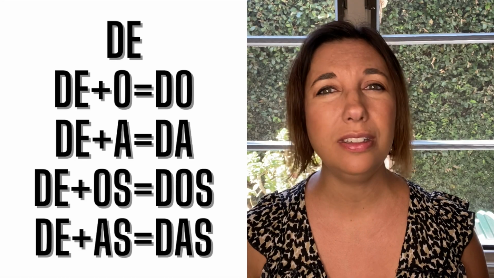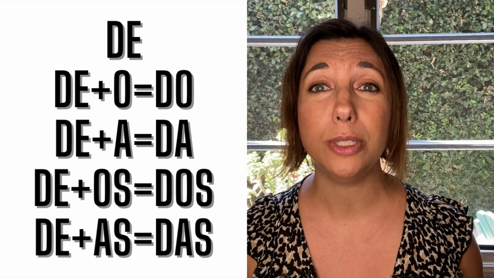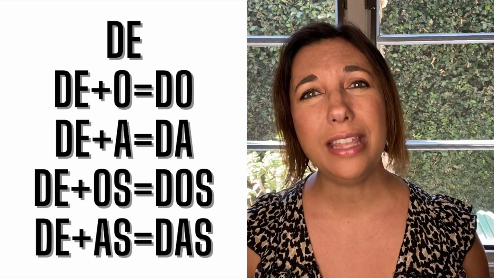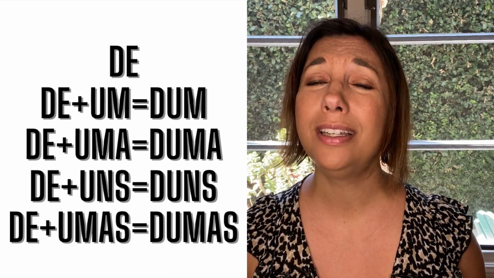The preposition de can be used just on its own, or it can be contracted with the definite articles and indefinite articles. De and o become do, de and a become da. And then we have the plurals dos and das. The indefinite articles can contract into dum, duma, duns, dumas. These forms are more often used in oral conversations. The separate form is more common in European Portuguese. De um, de uma, de uns, de umas.